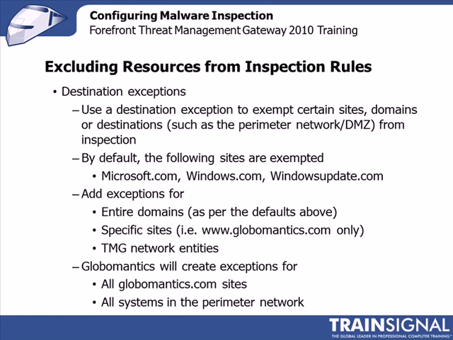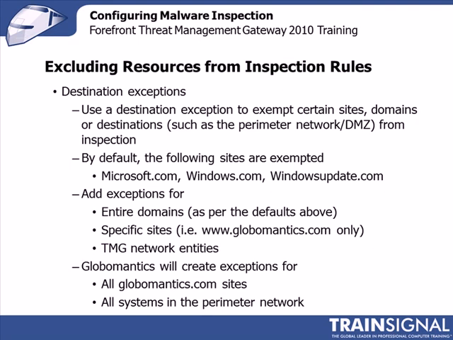For example, suppose you have users that are constantly visiting servers that are hosted in the Threat Management Gateway DMZ. You could use a destination exception to make sure that those servers and the files that they provide to your users are not run through malware inspection, because all that does is add some overhead for servers you control.